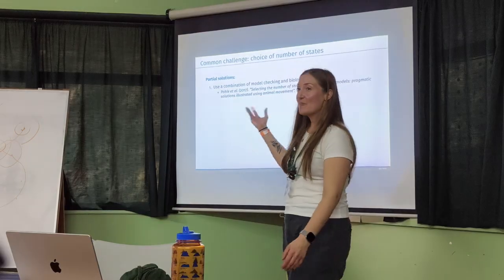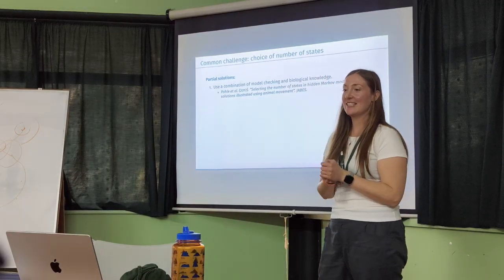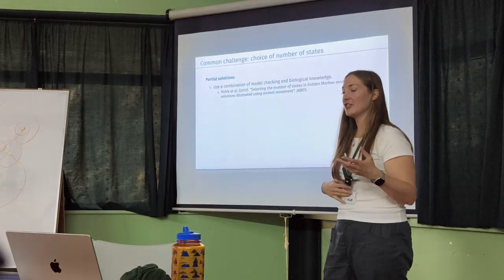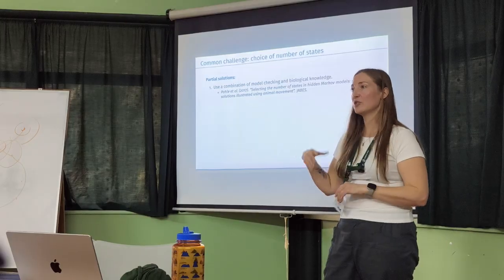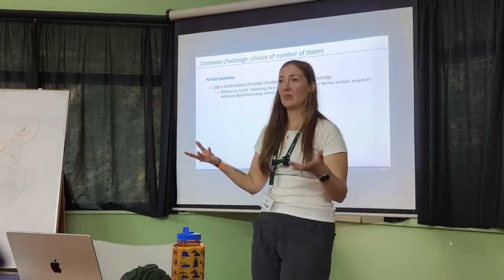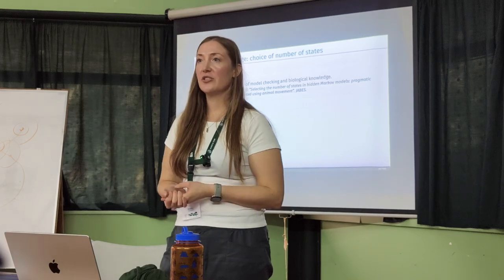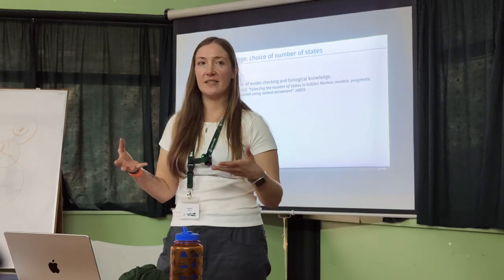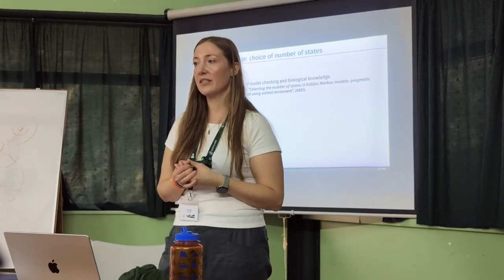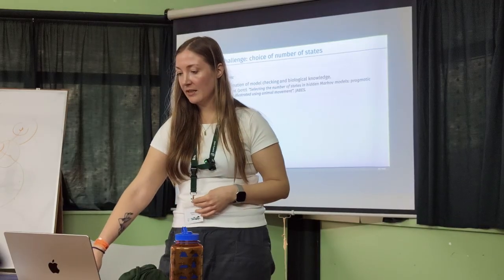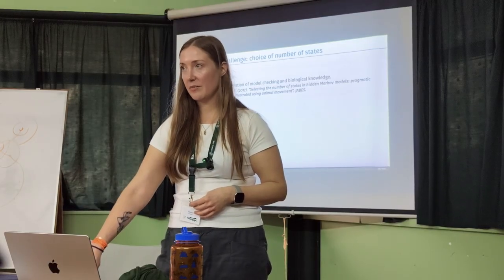And so what they recommend to choose the number of states is to use a combination of model checking. I mean, we'll get into what I mean by that, but there's certain things that we can look at in model checking. And then also biological knowledge, so if we can actually interpret the states as something reasonable biologically. And this is a nice paper that outlines that process a little bit more.